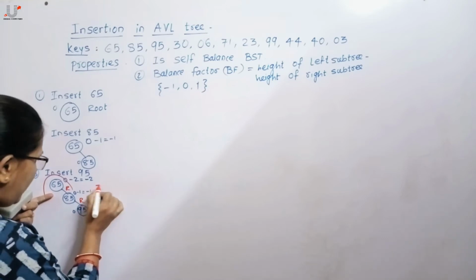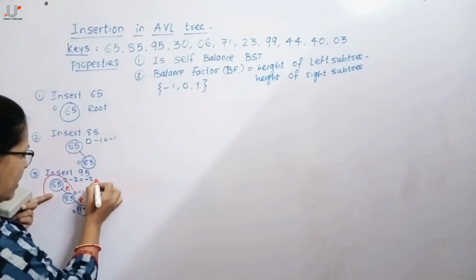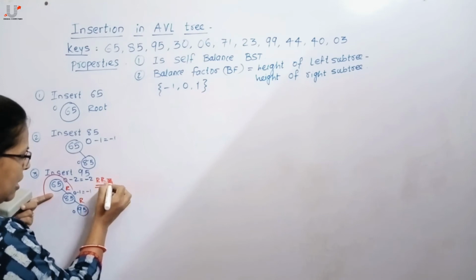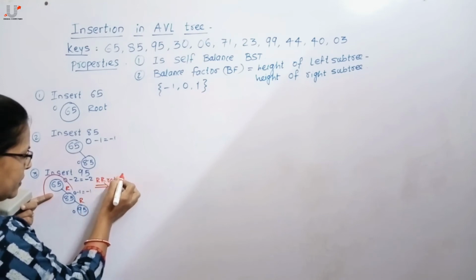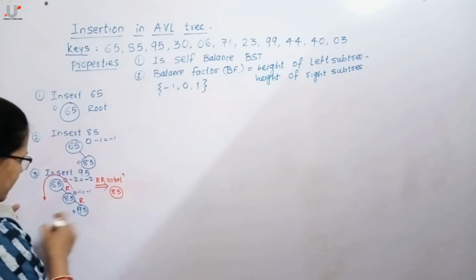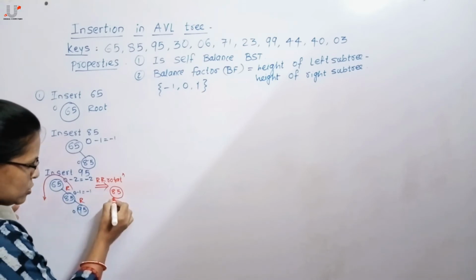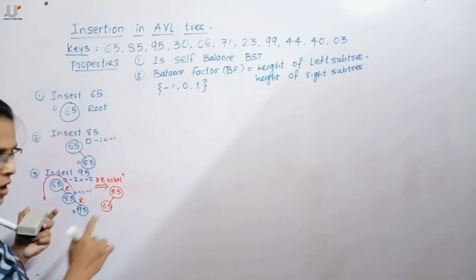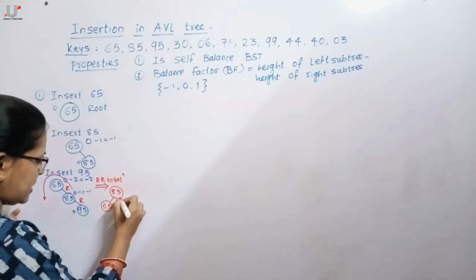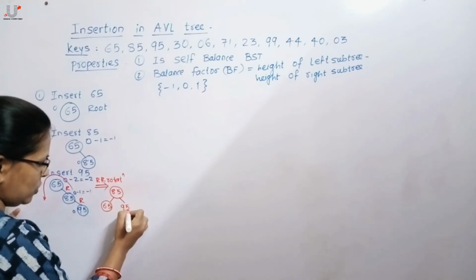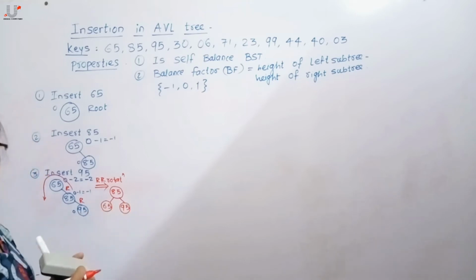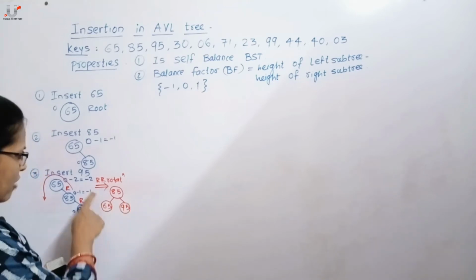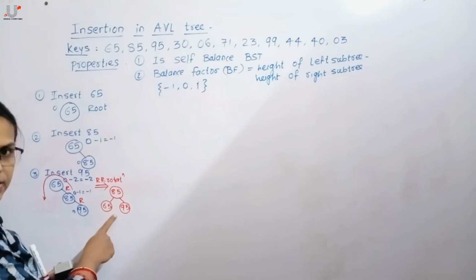So after applying the RR rotation, the tree becomes 85 as the root, as 65 is pulled down. 65 gets added as the left child of 85, and as 95 is greater than 85, it is the right child of 85. After the RR rotation, the tree looks like this.